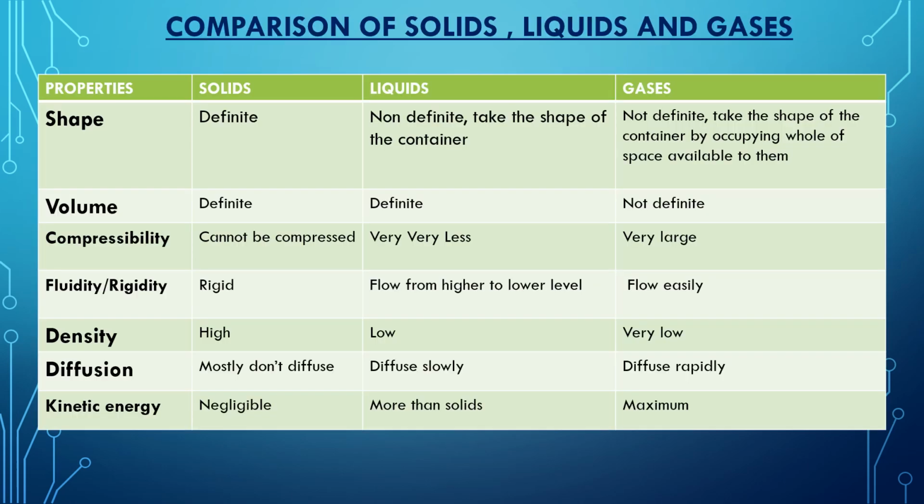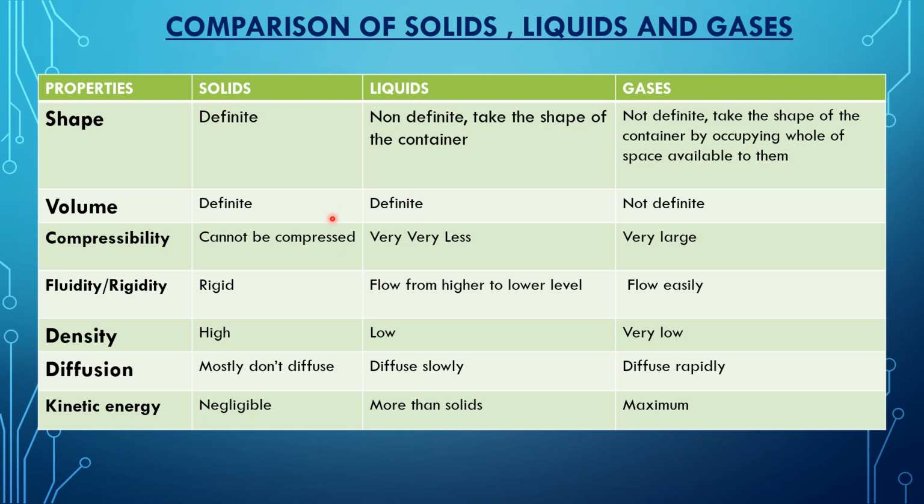Let us look at the physical classification of matter. Matter is classified into three states: solids, liquids, and gases. Let us look at their properties. Solids have a fixed shape and fixed volume. Liquids have no fixed shape but they have a fixed volume. Gases have neither a fixed shape nor a fixed volume. Both liquids and gases take the shape of the container.